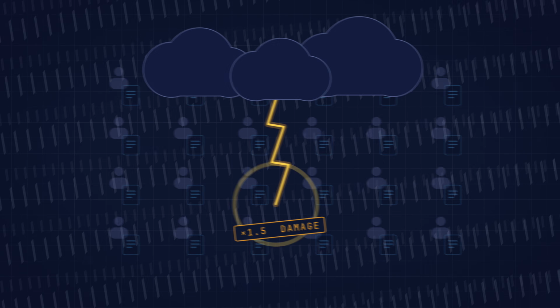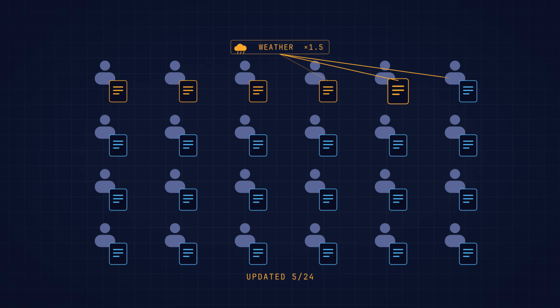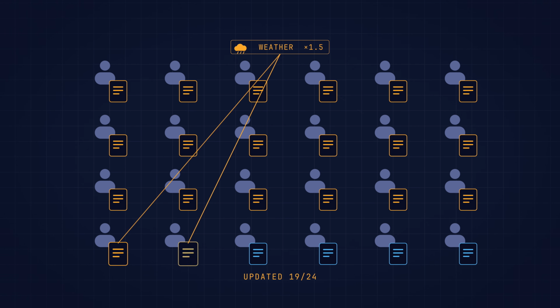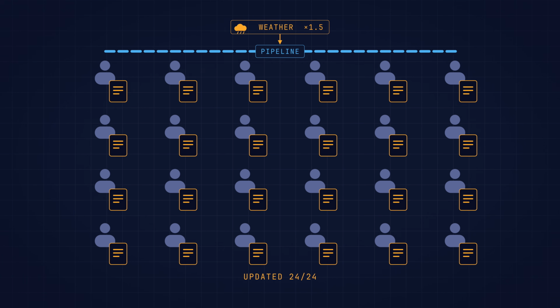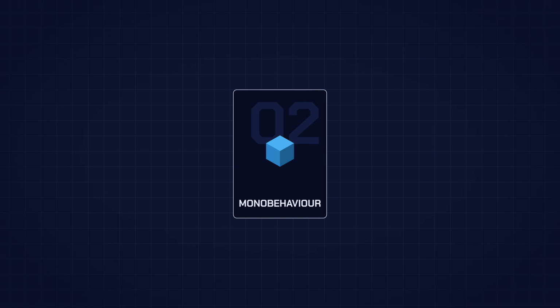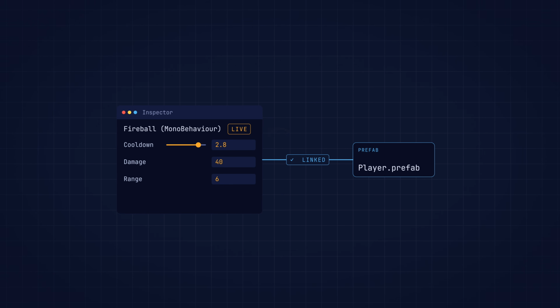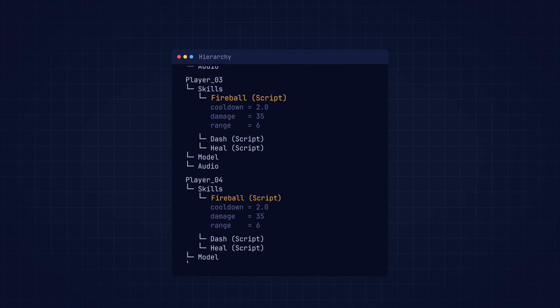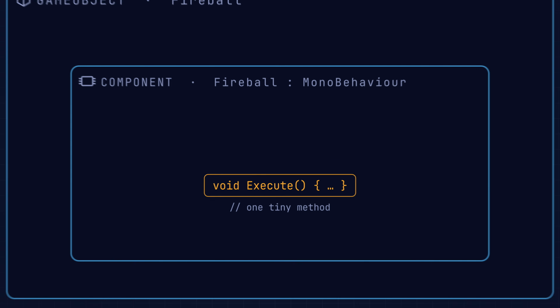Imagine a global modifier, like weather boosting certain attacks in Pokemon. With a copy per character, you're either updating every single instance or forcing everything to go through a centralized pipeline, which is not bad, but something you should consider. MonoBehaviours fix the editor part. Inspector, prefab references, no recompiles, but the config is still duplicated on every character and buried in the hierarchy. Not only that, but every skill needs a game object and a component just to run one tiny method.